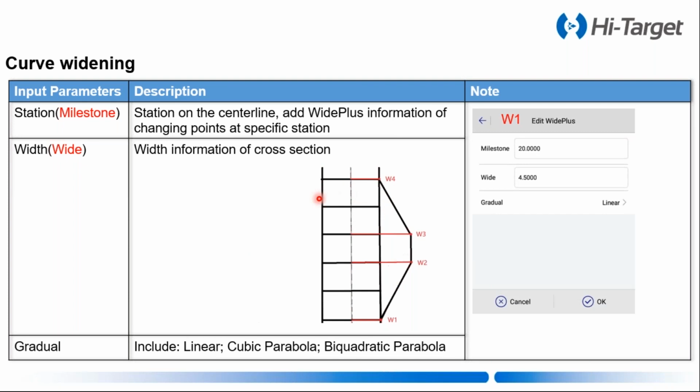There is a demo road here for the curve widening. You can see there is a point W1. In this point is standard cross section. After that, the cross section was widened here. You can see, and from W2 to W3, you can see the lane is widened, and in W4 it comes to normal. Let's check the right picture.